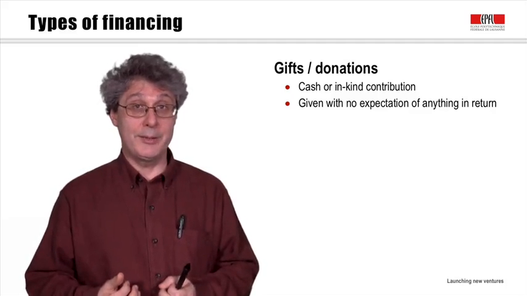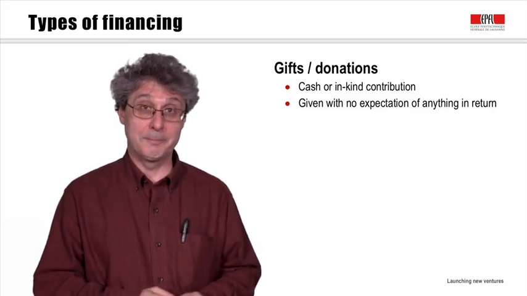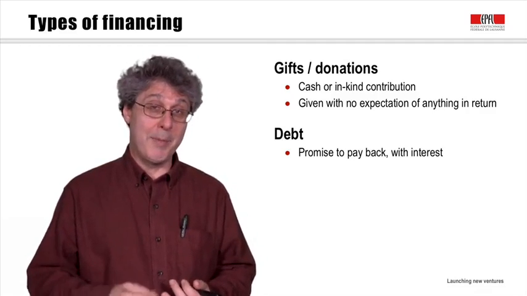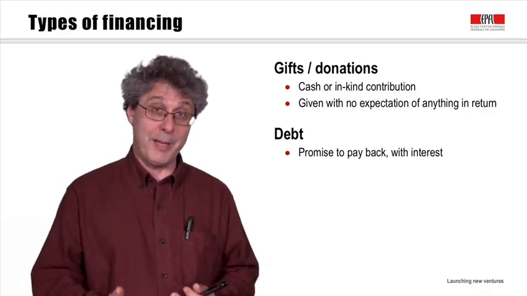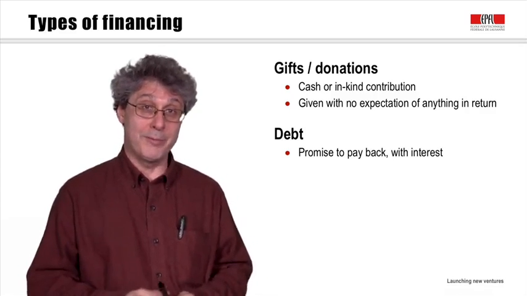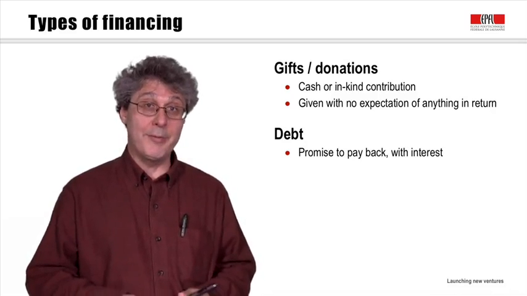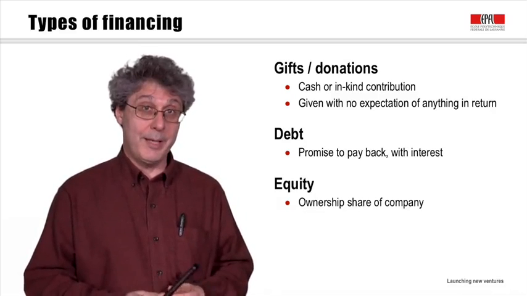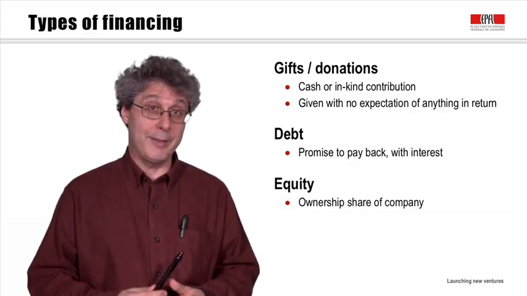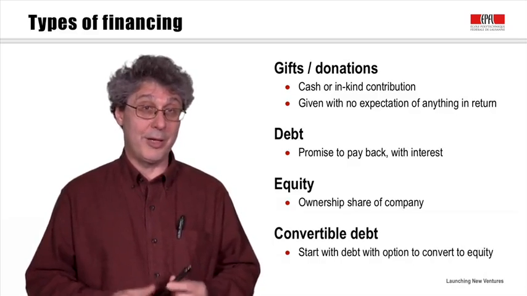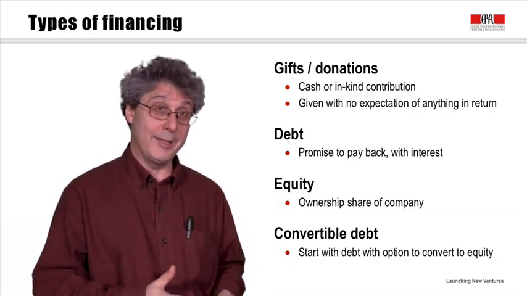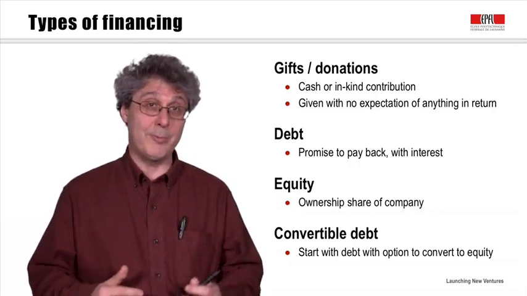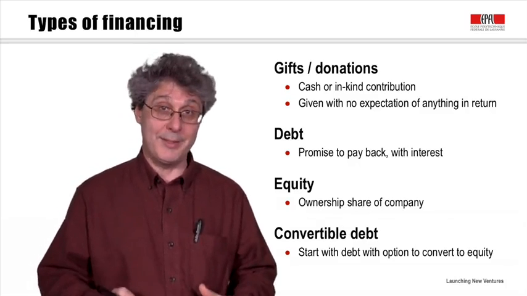The first one is a gift or donation, and that means that you are receiving some money with no expectation that you're going to give the money back. Then we have debt financing, where there is an expectation that you're going to give the money back, possibly with an interest payment, so you give them more back than what you borrowed from the investors. And then we have equity financing, which is basically an ownership share of the company. And then finally, we have convertible debt, which starts out as a loan and then possibly converts to an equity position in the company. So let's go through each of these one at a time and talk about the pluses and minuses of these different options.